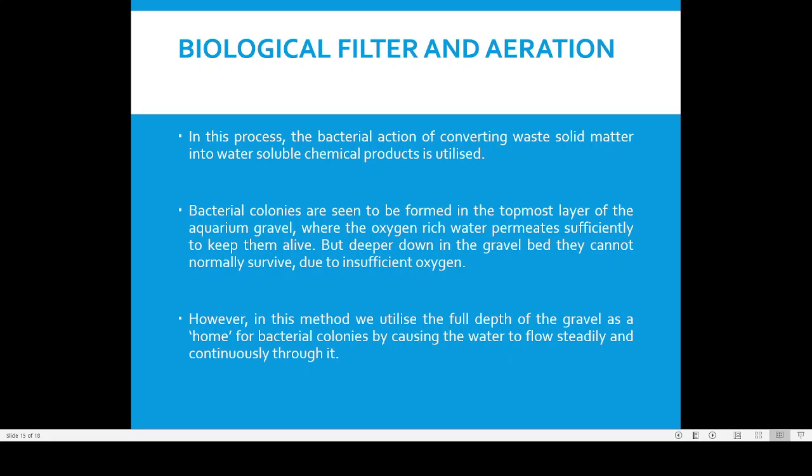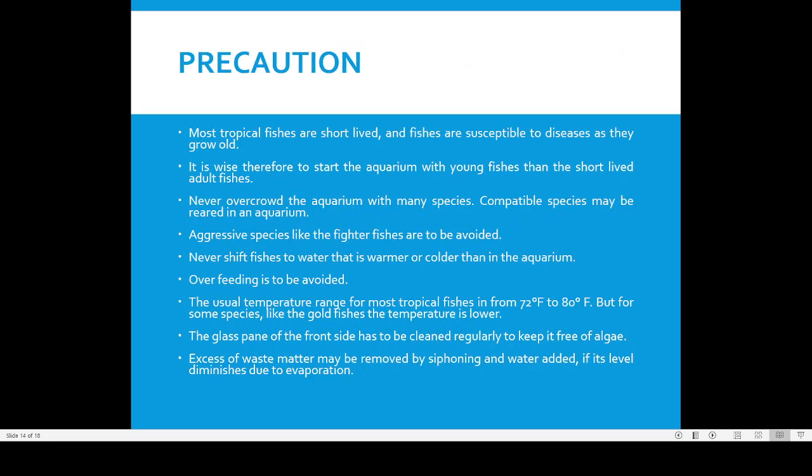There are a number of important things that we have to keep in mind. Never overcrowd the aquarium. Aggressive species like fighter fishes should not be introduced. Never shift fishes to water that is warmer or colder than the aquarium. Overfeeding should be avoided, because too much feed will decompose in the water. Then the temperature should be between 70 to 80 degrees Fahrenheit.